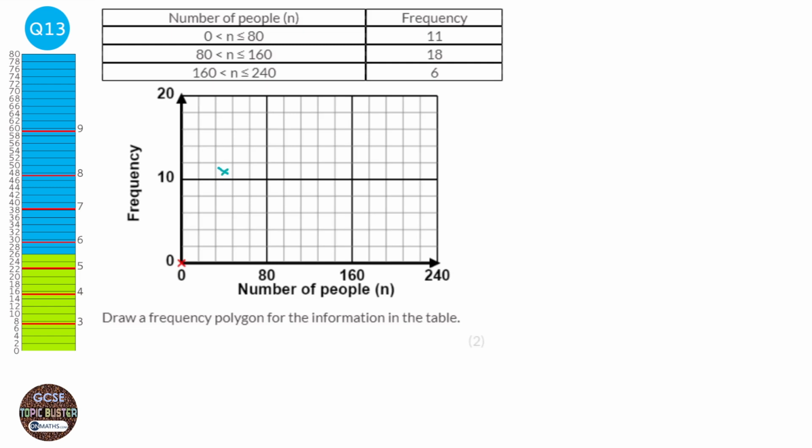Our next one, we plot at the midpoint again, which would be 120, and it's just halfway between 80 and 160, and it's 18 high, so it would be up here. And then the final one is at 200, and it will be 6 high, so 200 is halfway, and we're looking at 6 high, so it will be here. Then when you're done, you need to join them up with straight lines. So I'm just going to get my ruler, join them up. Perfectly straight lines, and there we are.